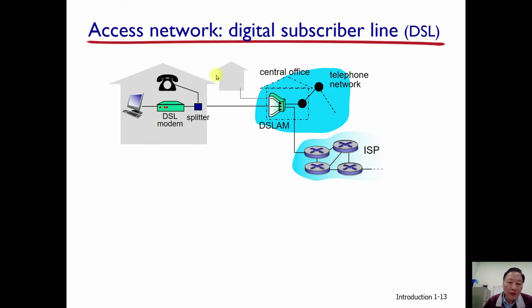Okay, a little more about the access network. Let's look at the digital subscriber line. Think about your ADSL. A means asymmetric digital subscriber line. Think about your house. This is the ADSL modem.